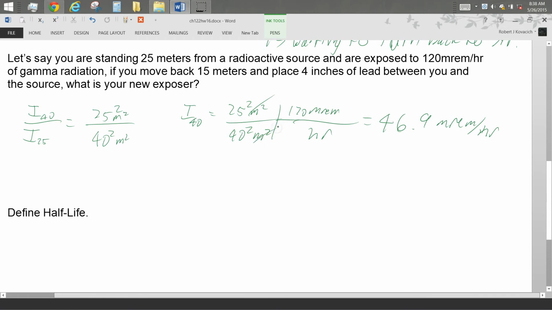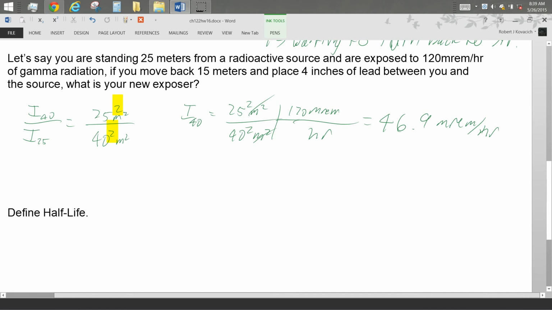So the meters squared cancel out. Okay, so if there was no lead, then I'd be exposed to 46.9. Does that number make sense? I mean, it went down. That's the most important part, right? And even though I only went back 15 meters, it went down a lot, right? Why did it go down so much, even though I didn't even go twice as far away? Because of this square thing. It's 25 squared, but then it's also 40 squared, so that 40 squared number is going up pretty fast. And so it's going to make the denominator a lot larger.